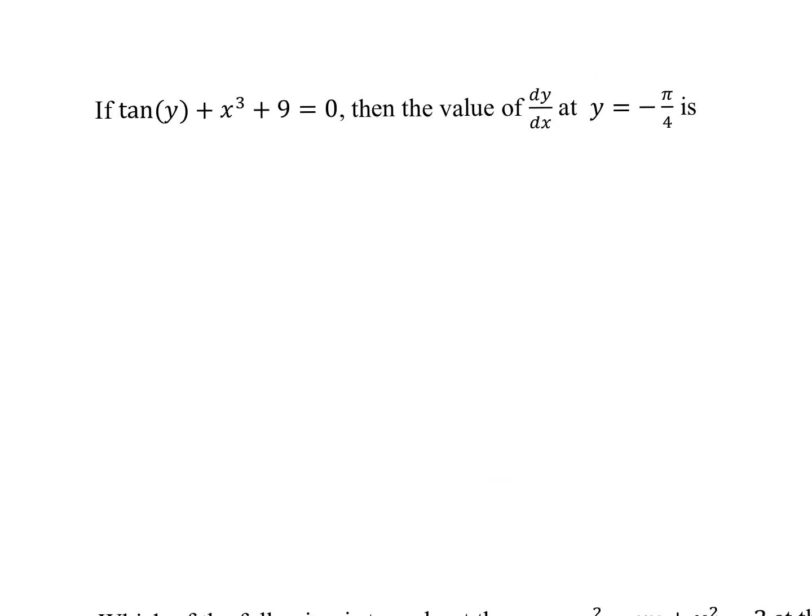Okay, you guys, here we go. If the tangent of y plus x squared plus 9 equals 0, find dy/dx. We got this. What's the derivative of tangent? Secant squared. Secant squared of my angle times the derivative of my angle.